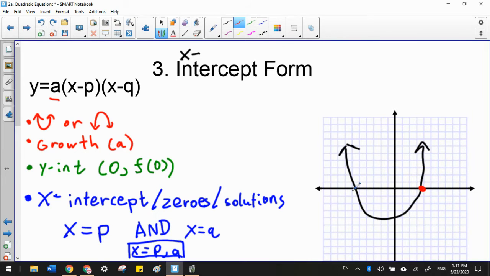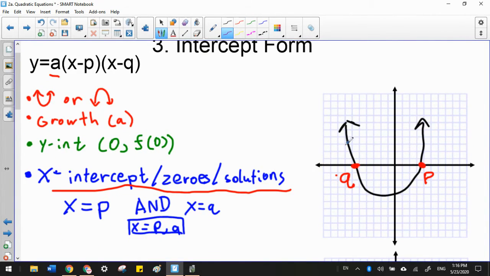So a rough drawing of an intercept form is maybe a situation where you have this, where these 2 points would be x equals p and x equals q. And this form gives you the zeros, which is going to be a lot of what quadratics is all about when you're dealing with the SATs. Okay, so I drew this really rough quadratic that goes through our 2 zeros here.